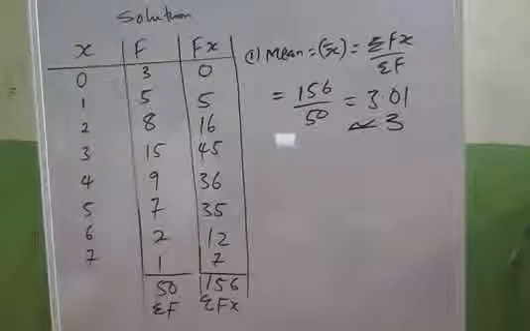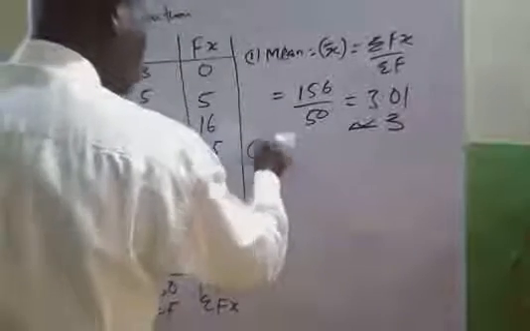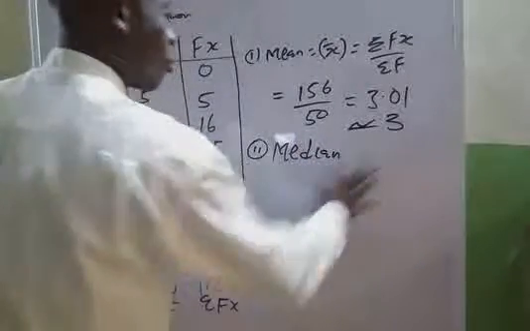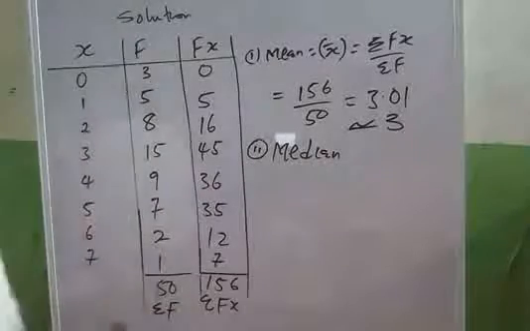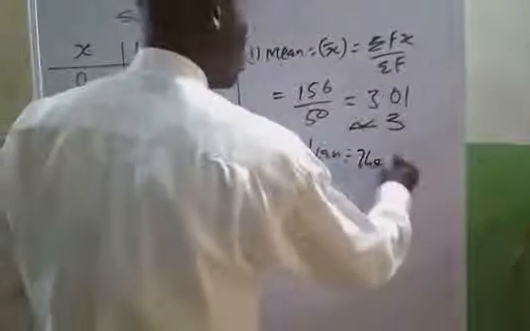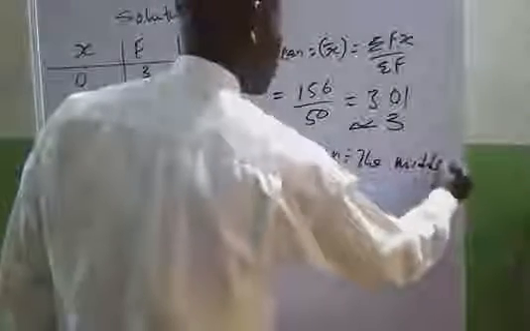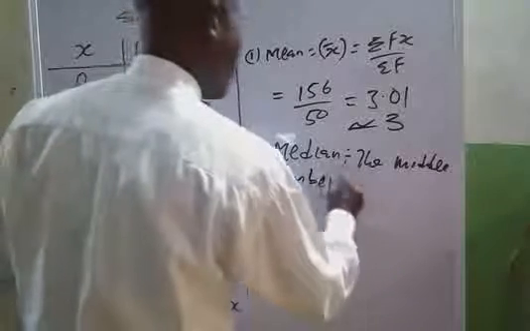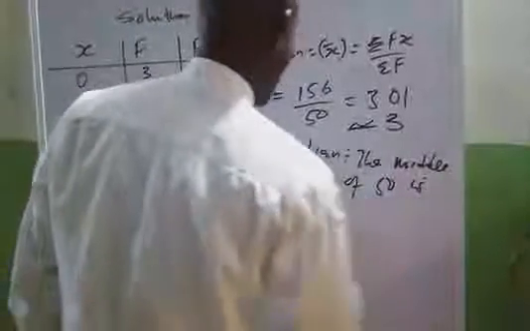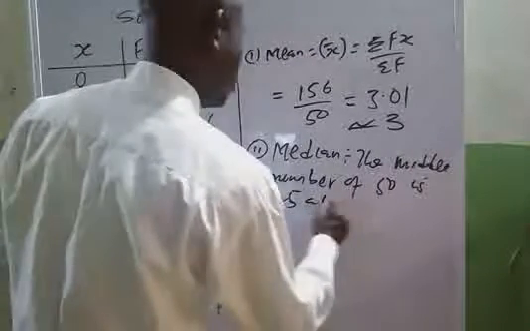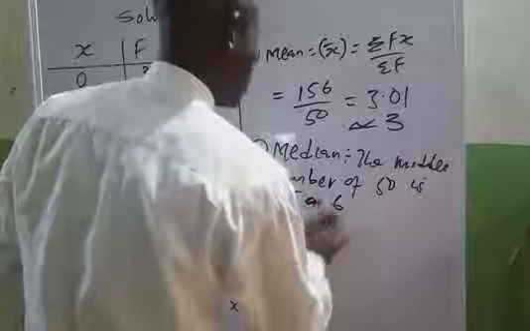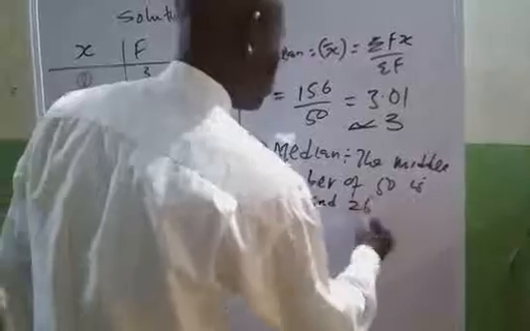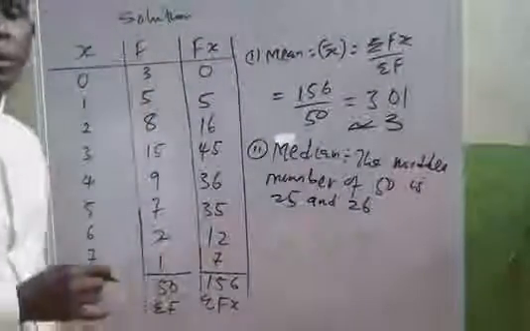Then we have the median. Now, there's something I want you to know. Median from the table, we may not have to rearrange the 50 numbers, but know that the middle number of 50 is 25 and 26. If we arrange it, the middle number will be the 25th and 26th number. The 25th and the 26th number.